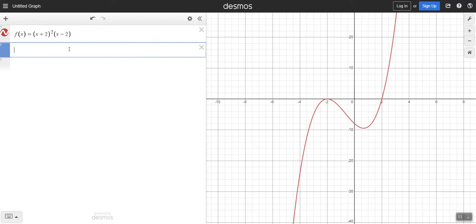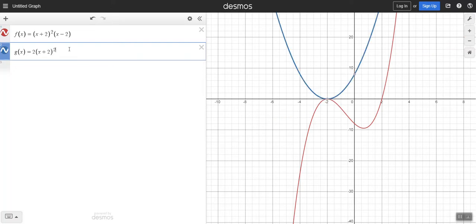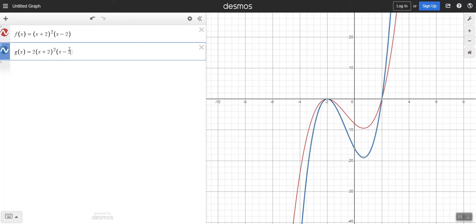I'm not going to draw anything quite yet because I'd like to go ahead and graph another version of this. We're interested in what happens if we put a constant multiplier on this function. So I'm going to graph a new function, 2 times x plus 2 squared times x minus 2. And notice what happened here. My x-intercepts aren't affected at all, right? My x-intercepts are still -2 and +2. And that makes sense because this factor would still give me -2 for a 0, and that factor would still give me +2 for a 0.